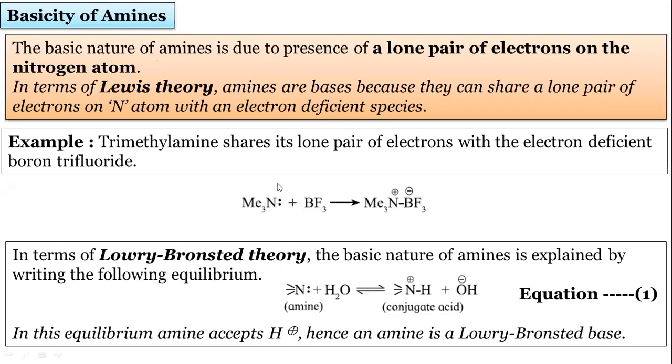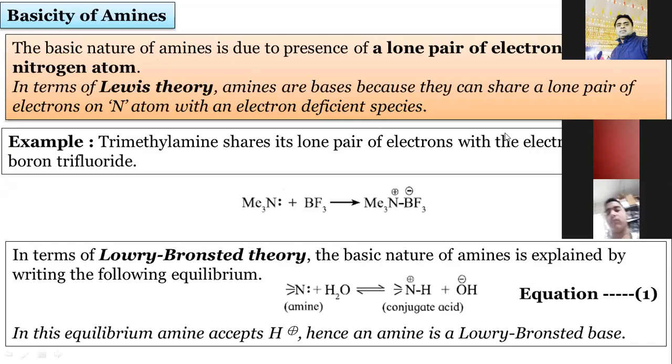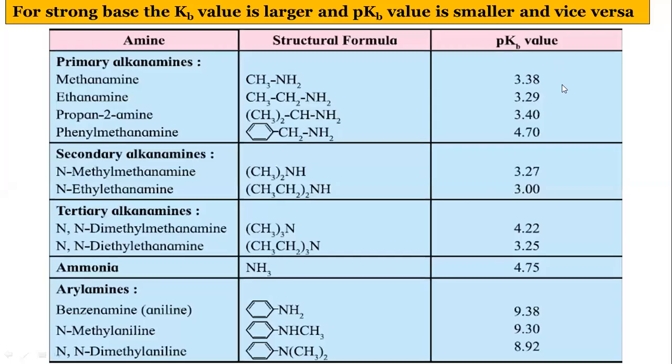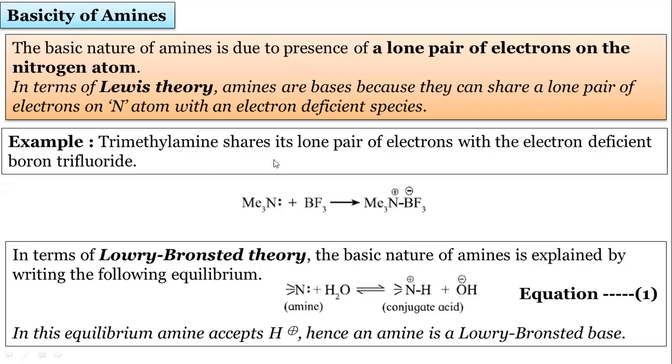So this lone pair is given. So these are electron pair donors. According to the Lewis theory, these are bases. All the amines are bases because this lone pair is shared with another electron deficient species.